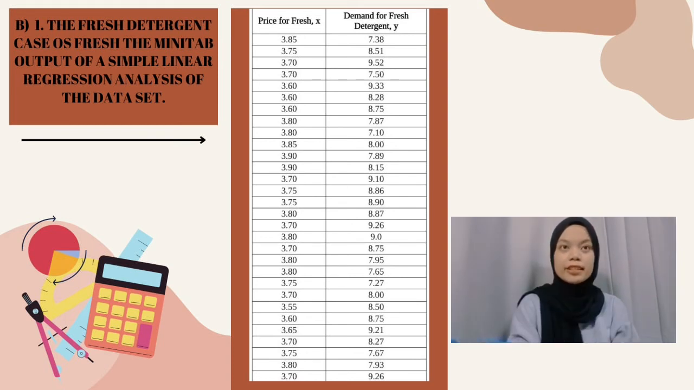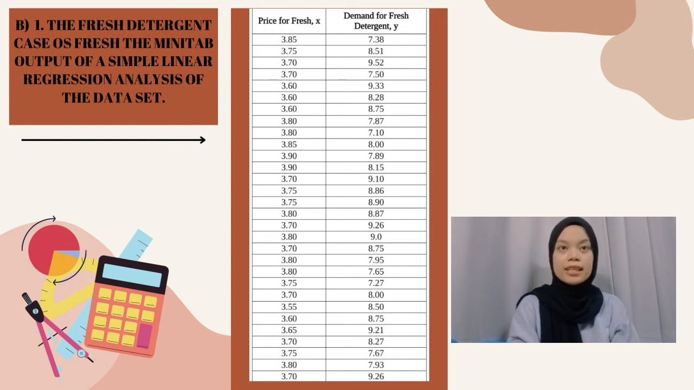The fresh detergent case shows the output of a simple linear regression analysis of the data set. As you can see, there are 2 variables, which are price for fresh as X and the demand for fresh detergent as Y. X is the independent variable while Y is the dependent variable.